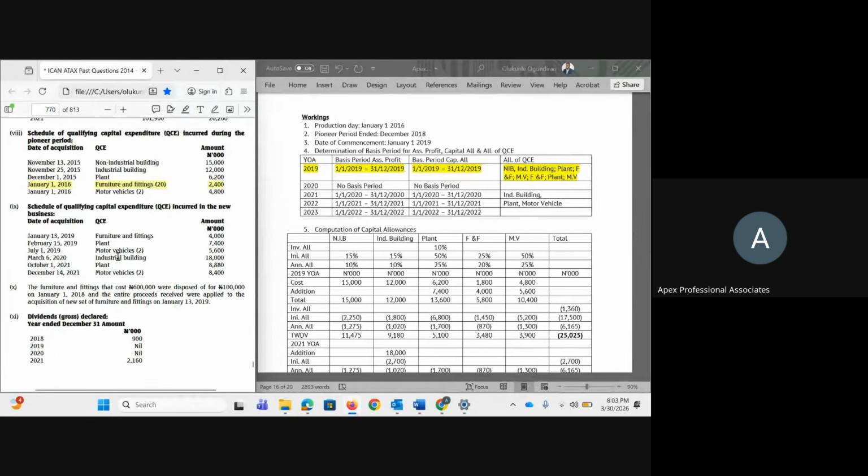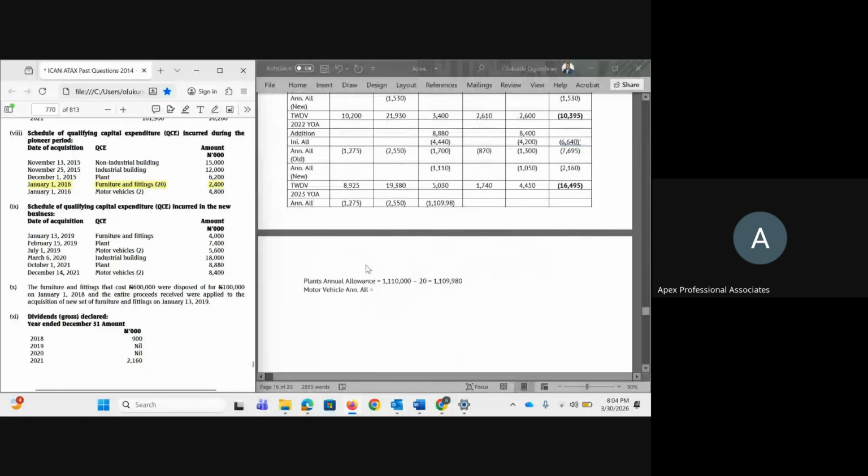There are 3 motor vehicles here. The first one was in the pioneer period, which is 2019. The second is in July 1, 2019, which falls in the first year of the post-pioneer period, 2019 also. That's under 2. Then the third one is in the 2021 year of assessment. That's under 2. But the one we are concerned about is the one in the pioneer period and the one in 2019. That's 4 altogether, Abi.